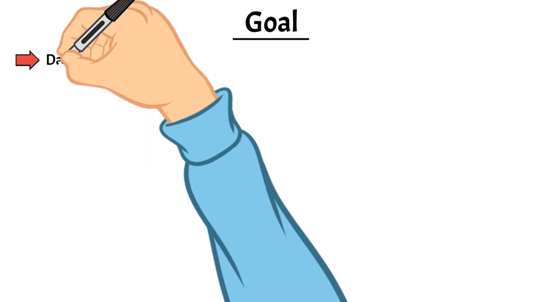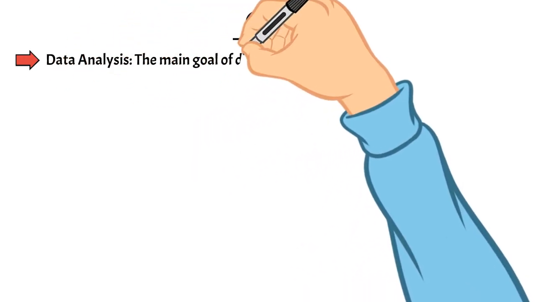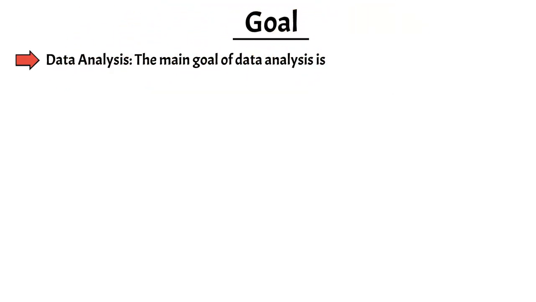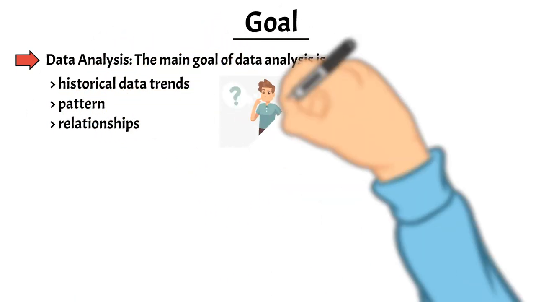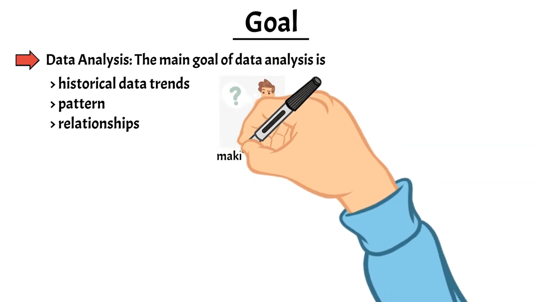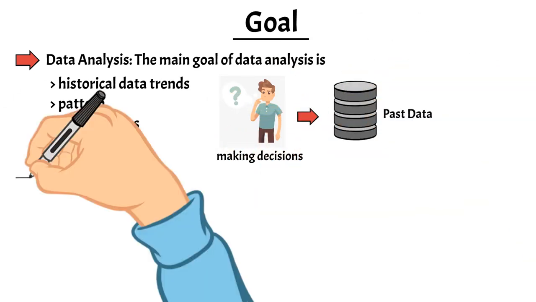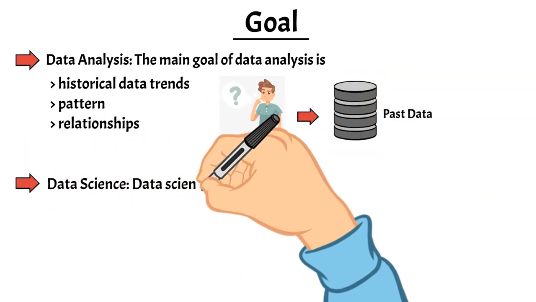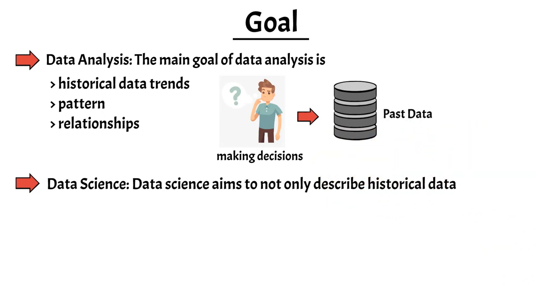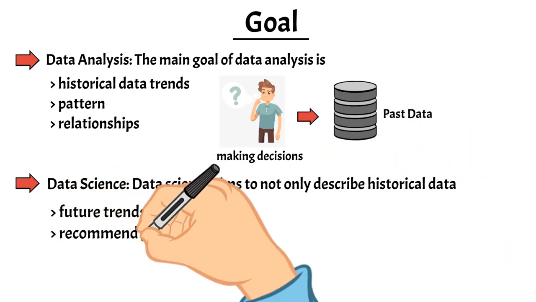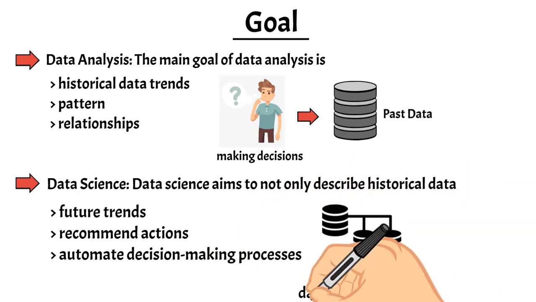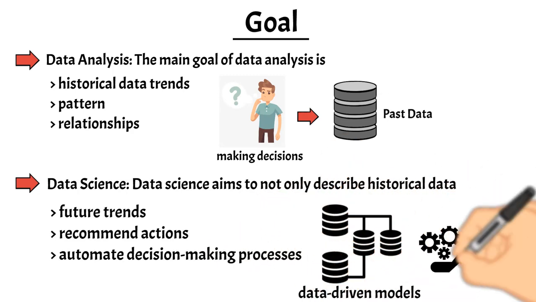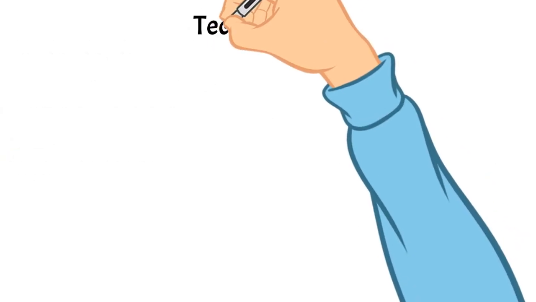Goal. Data analysis. The main goal of data analysis is to provide a clear understanding of historical data trends, patterns, and relationships. It helps in drawing conclusions and making decisions based on past data. Data science. Data science aims to not only describe historical data but also predict future trends, recommend actions, and automate decision-making processes. It seeks to create data-driven models and solutions for various applications.